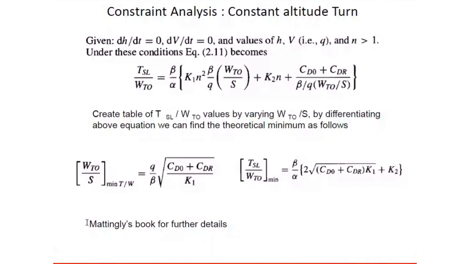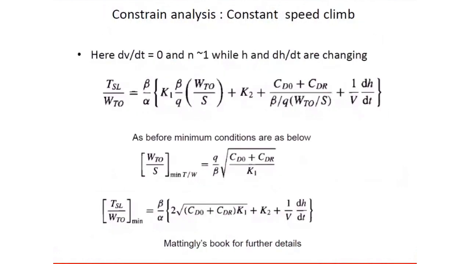Another term we can look at is the climb, where dv by dt is 0. It's again a constant speed climb, and n is of course nearly equal to 1. It's not equal to 1 because then there will be no climbing, but it's not very far from 1, so n is approximately 1. But h and dh by dt are changing.